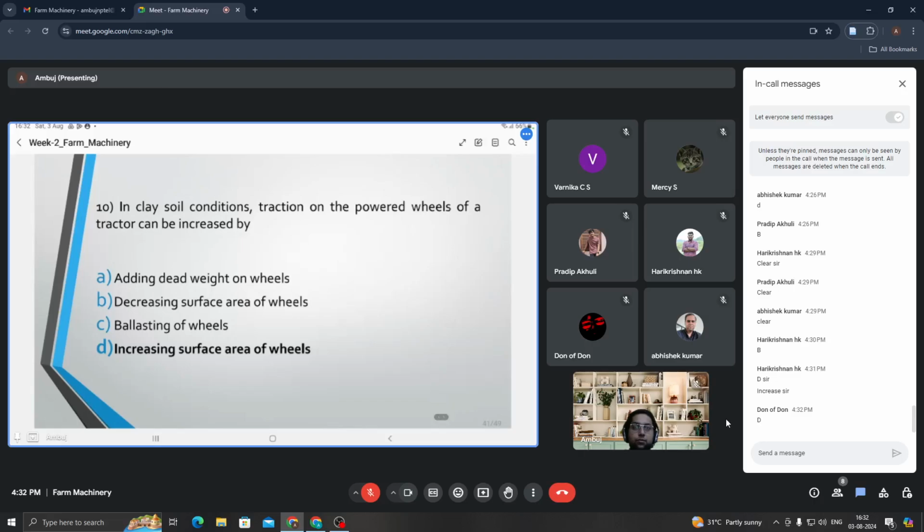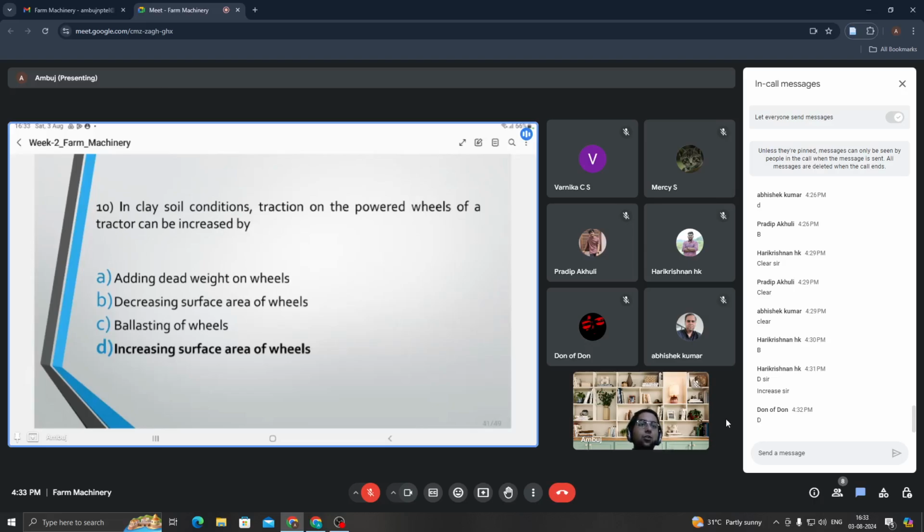Why? See, the other options involve adding dead weight on the wheels. When I add dead weight on the wheel, my sinkage will increase, because I have added more weight on the powered wheel. In clay soil condition, the strength of the upper layer of the soil is not that high, so sinkage will be there. So traction will not enhance; it will decrease further.